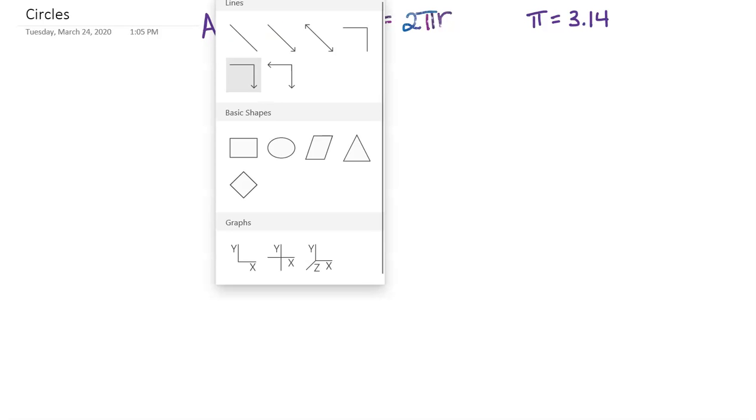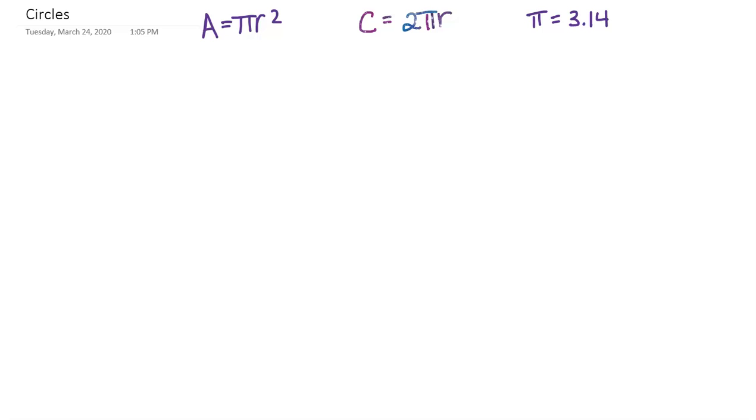So let's start with a shape. Let's start with a circle. Okay, so here's my circle. Within my circle, I have something called a diameter. Oh, I got 2 circles, even better, maybe. Okay, so we have a diameter which goes straight across.